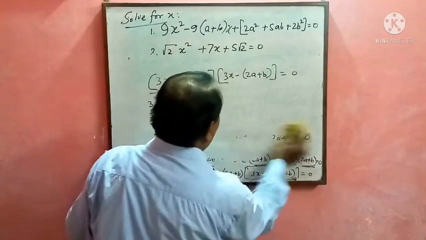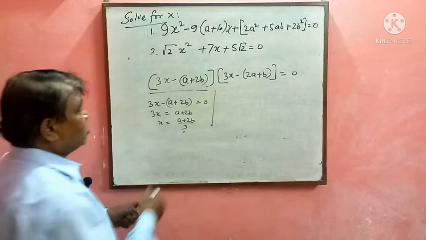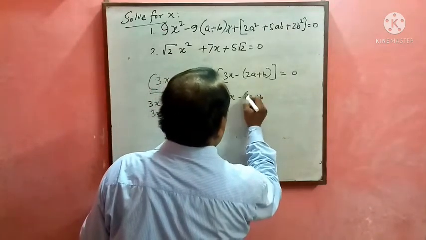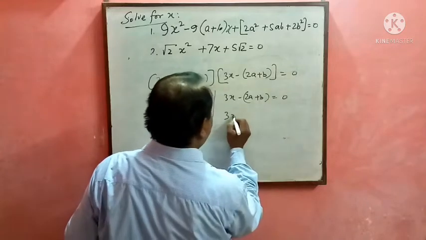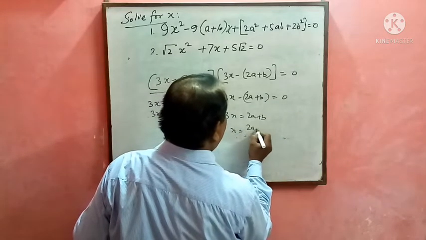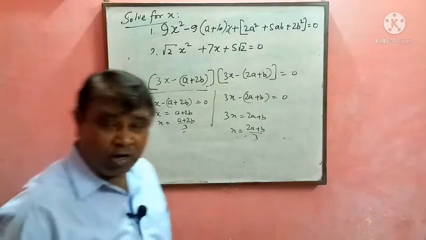And this is also we have already here. So this is your 3x minus (2a plus b) is equal to 0. So 3x is equal to 2a plus b, x is equal to (2a plus b) upon 3. So I hope you have followed this one.